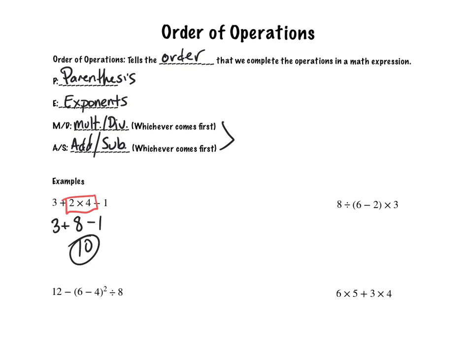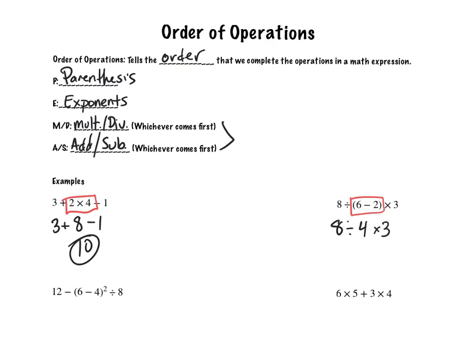All right, second one. 8 divided by quantity of 6 minus 2 times 3. Answer's 5. So what should I do first? Subtract. 6 minus 2, right? So I'm going to keep everything else the same. 6 minus 2 is? 4.